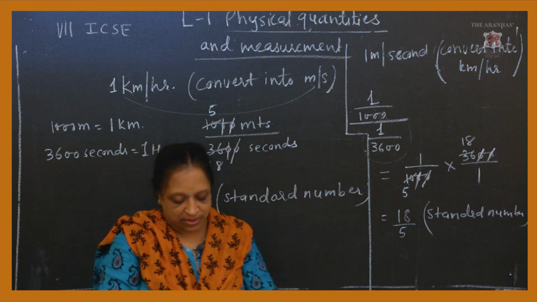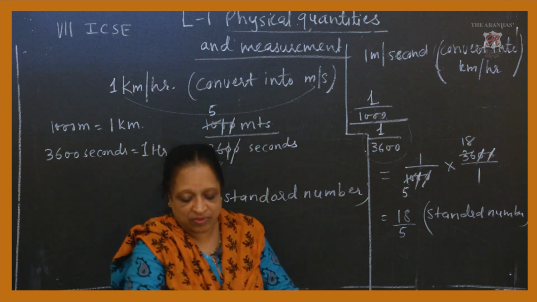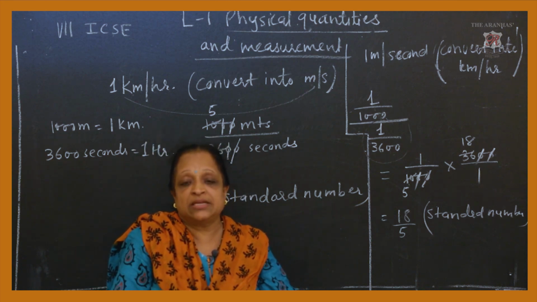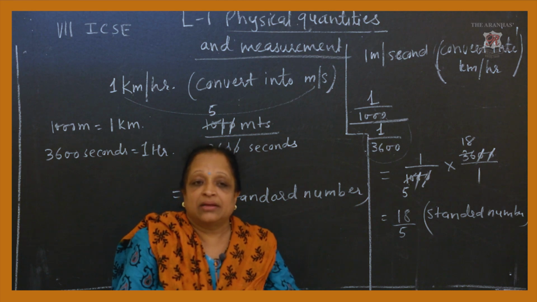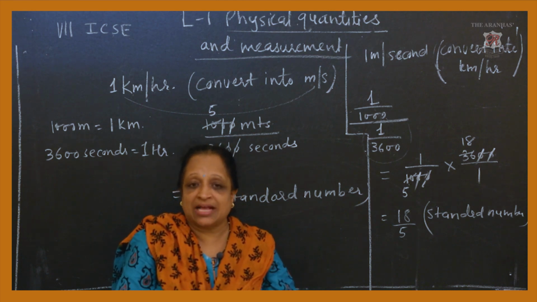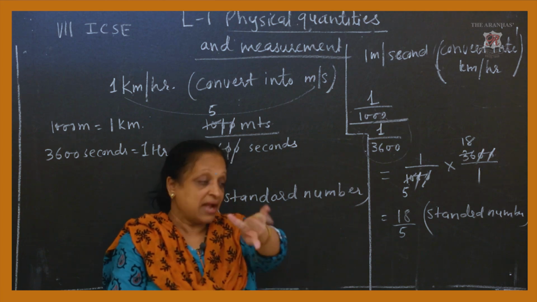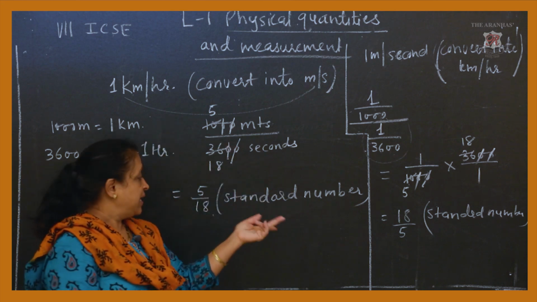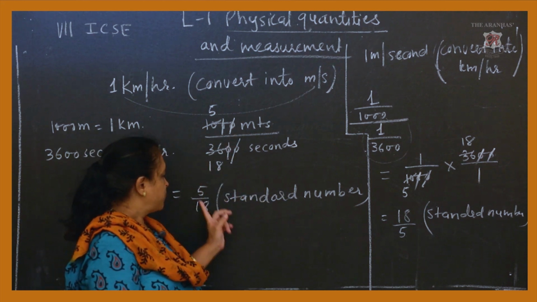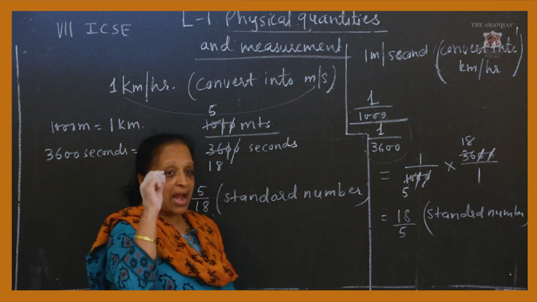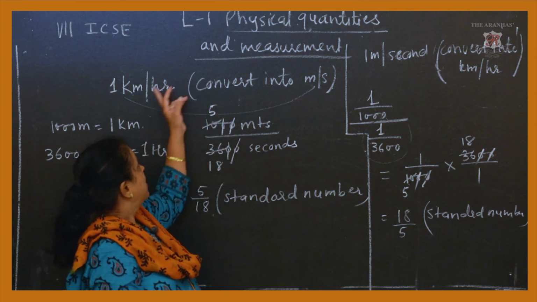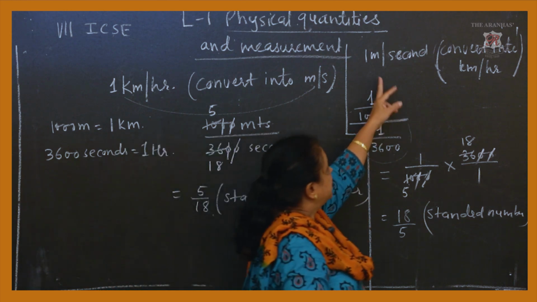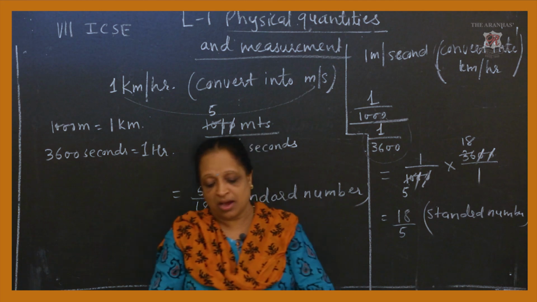I will stop here, and in my next class we will be solving a few more sums based on density, volume, mass and the other quantities of substances, as well as the speed which we have seen. Also, how we actually apply the standard number, 5 by 18 or 18 by 5, while converting kilometer per hour into meters per second, or meters per second into kilometer per hour. Okay.